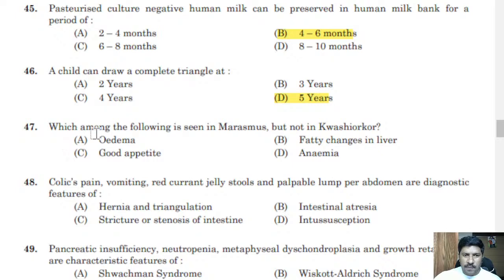Then 47th question. Which among the following is seen in marasmus but not in kwashiorkor? Correct answer is good appetite. Good appetite will be there in marasmus, but it will not be there in kwashiorkor. Marasmus means protein and energy deficiency. Kwashiorkor means only protein deficiency. So in kwashiorkor there will be generalized edema due to the protein deficiency. In marasmus, the child will be very thin due to the deficiency of most of the nutrients, mainly protein, and there will be energy deficiency also.